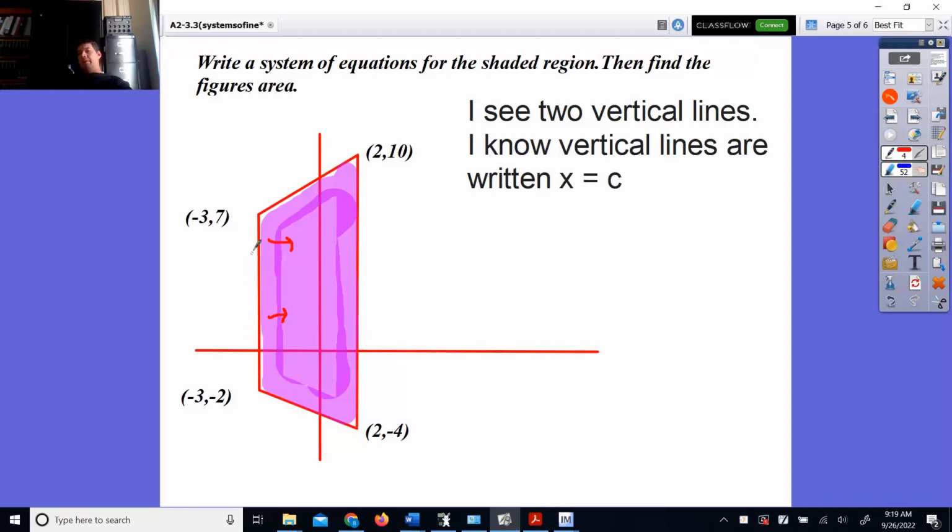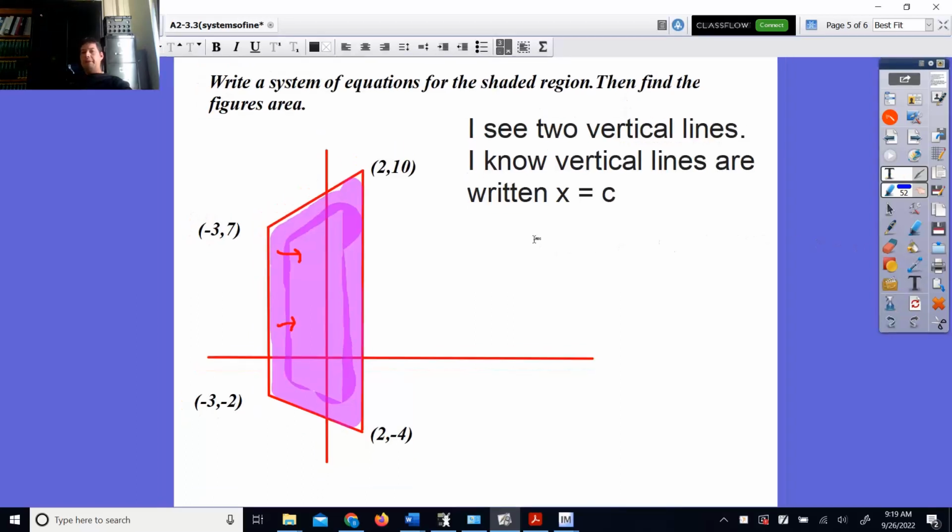On this vertical line, what's the x value? -3. That shouldn't be too big of a leap. So I have some relationship to -3. It's solid, that implies equality, but it's shaded right. What's that imply? Greater than or equal to.